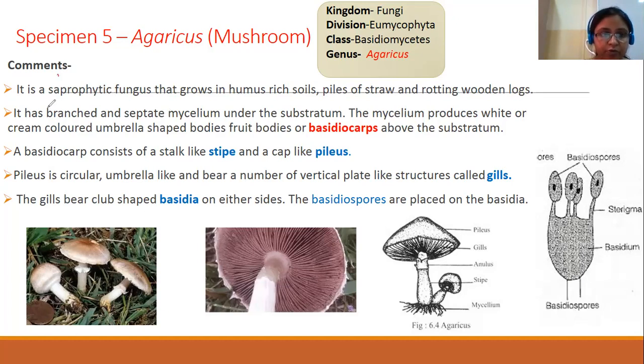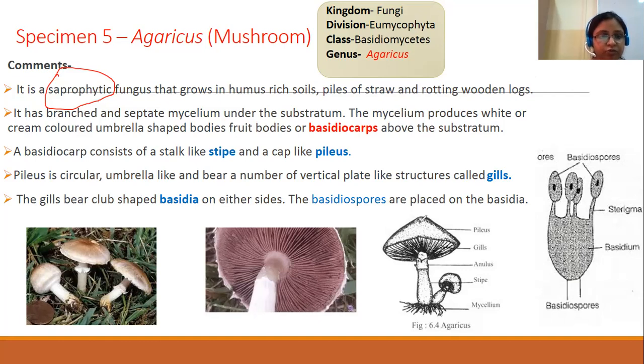Why is the word saprophytic written? The thing is that this fungus grows on dead plants and animals, and it obtains its food from the dead remains of plants and animals. That's why it is saprophytic in nature. This is the mode of its nutrition. It grows in humus-rich soils, piles of straw, rotting wood logs, and dead plants and animals.